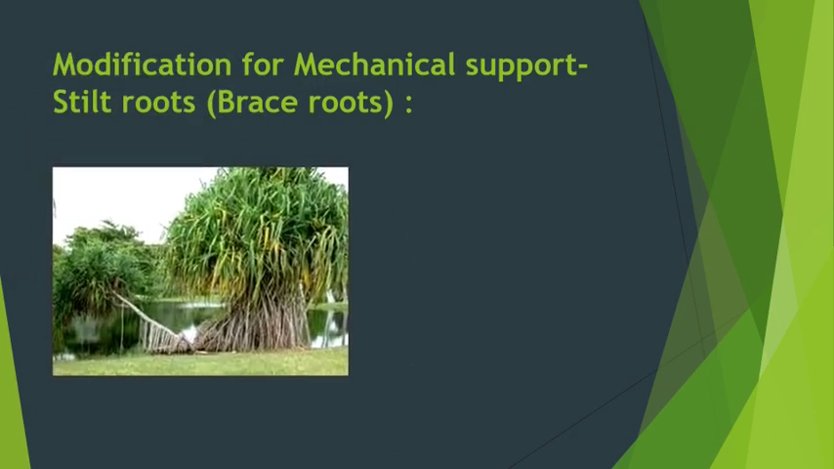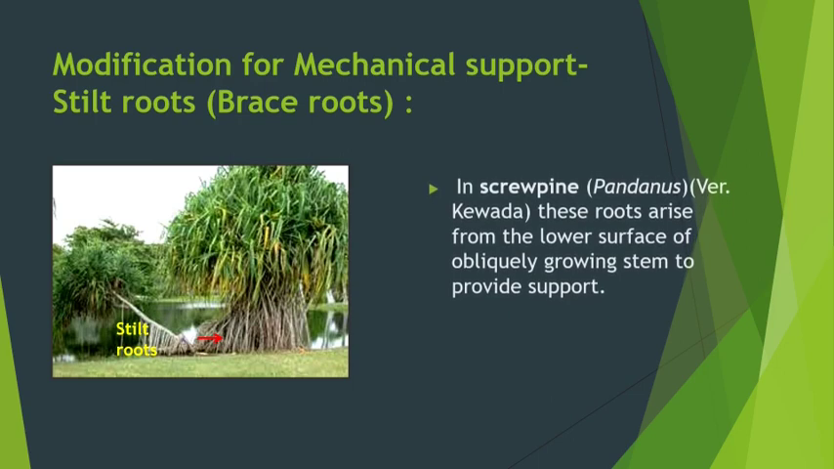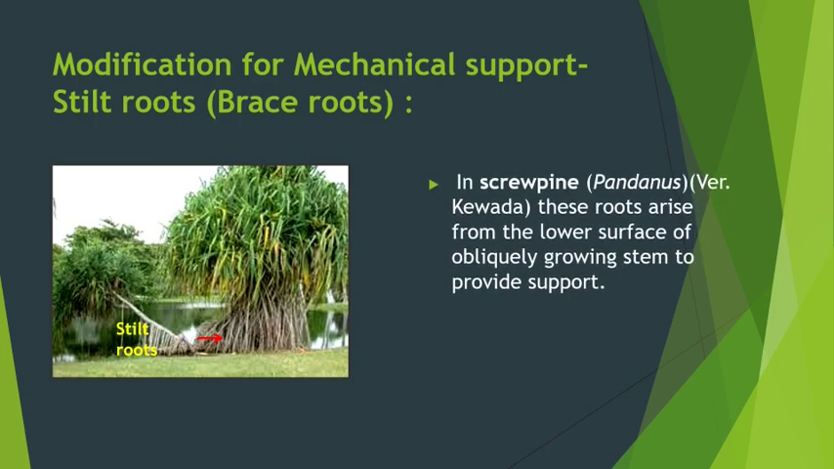Now we are going to see a special type of stilt root which is present in Kevada or Pandanus, screw pine. Here you will see that the stilt roots are arising only from the base of the node, and therefore many of them arise and all of them have root pockets. And as they arise only from the basal region of the node of the stem, you will see that this plant is almost a tilted plant. They arise from the lower surface of the obliquely growing stem to provide support.